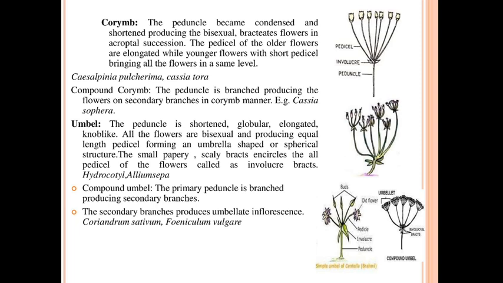Compound corymb, exactly similar to the simple corymb. Here again the peduncle is divided. So you have the peduncle, then the rachis, and then you have the flowers arranged on it. Quite similar to the first one, that is the corymb.